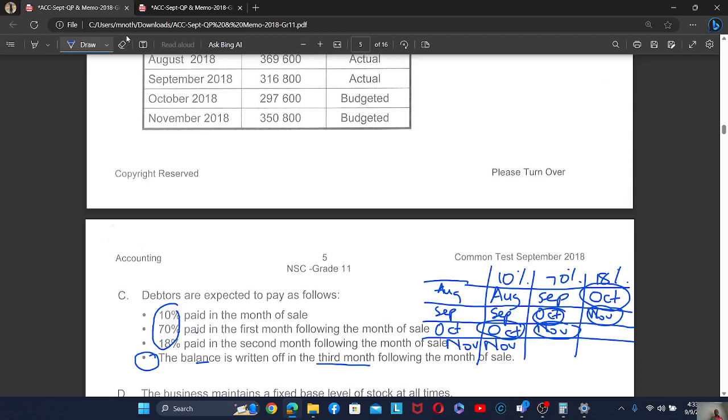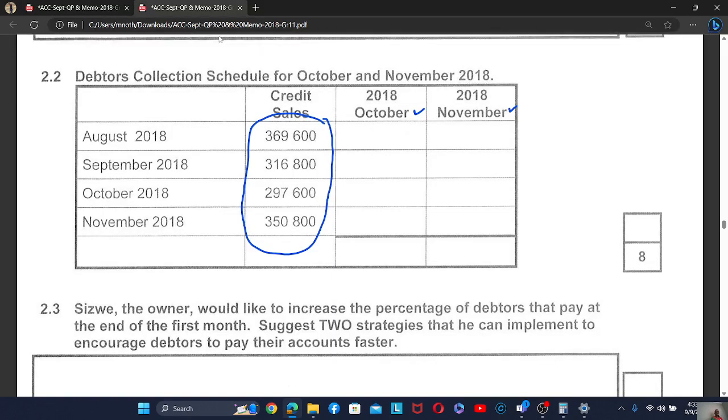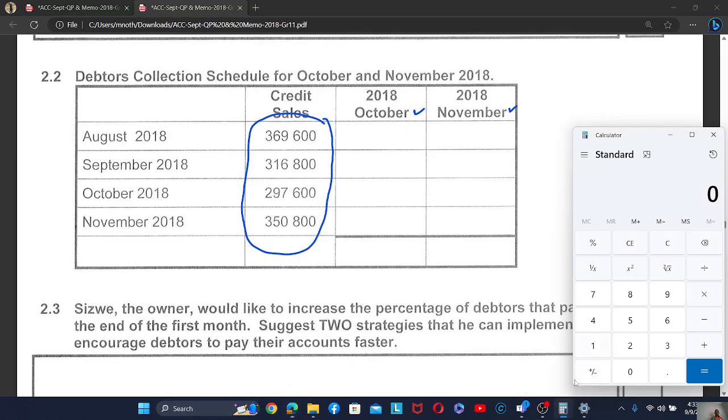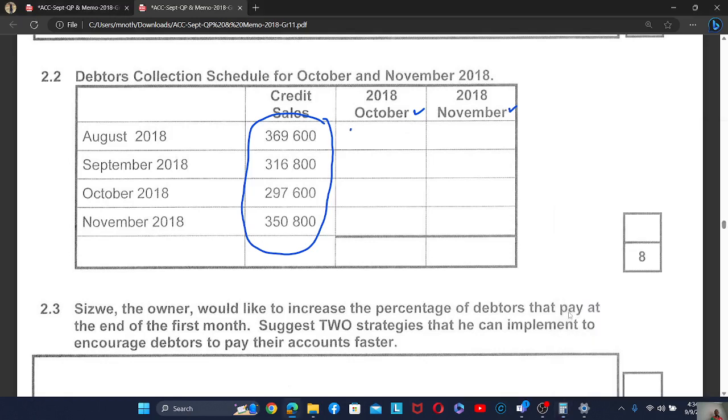We know that of the credit sales of August, 18% will be paid in October. So it's 369,600 multiplied by 18%, that will be paid in October. That is 66,528. So now we are done with August. Now we move to September.